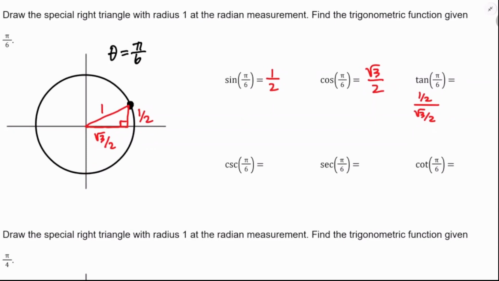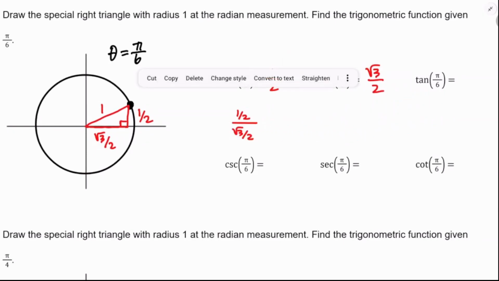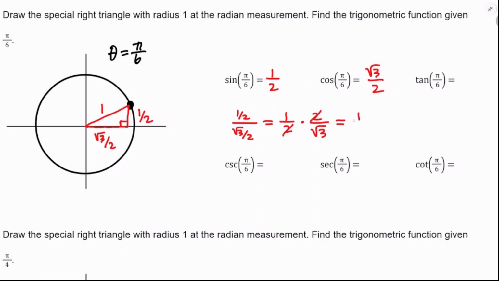Okay, looks like I'm going to need to move this. All right, that's going to be equal to, keep the top the same, change the division to multiplication, flip the bottom, cancel stuff off, get 1 over root 3. We're going to need to rationalize the denominator. And we're going to get root 3 over 3. Okay.